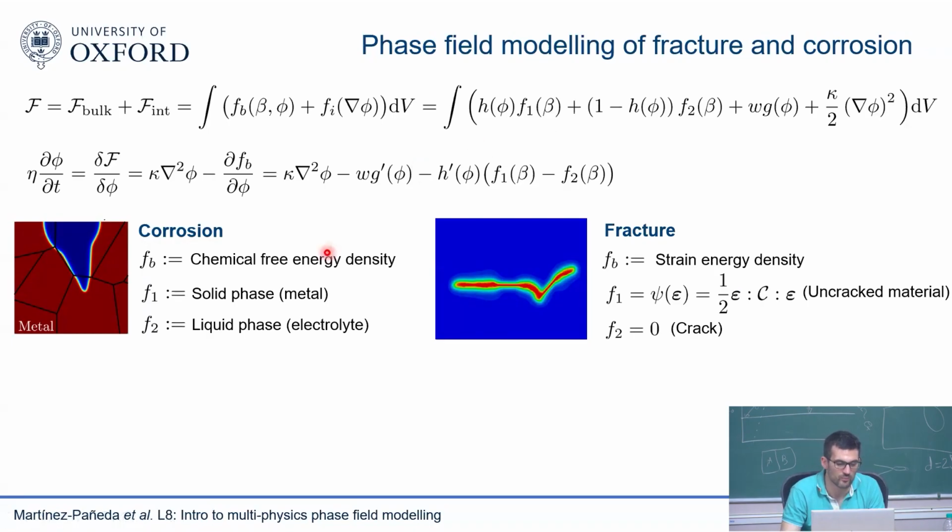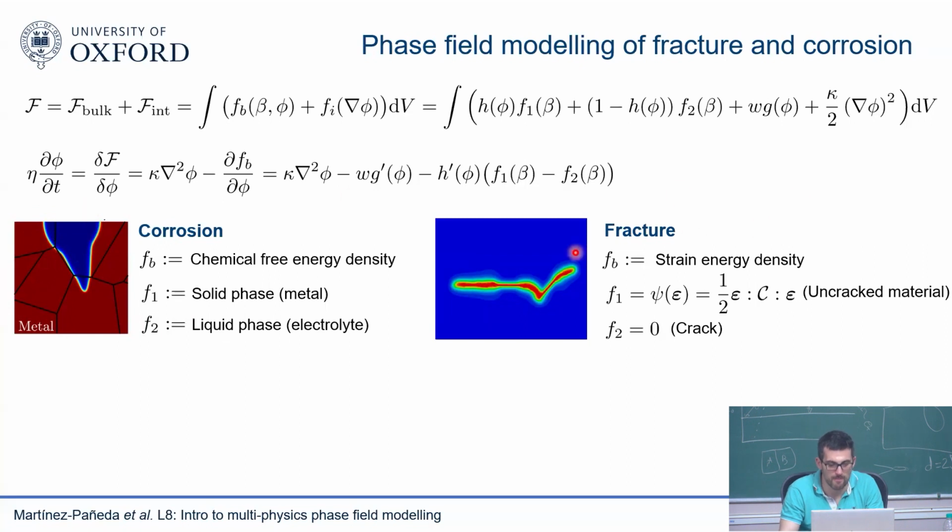So the idea is that your bulk energy is the chemical free energy density. You could also have some strain energy density, but that we'll discuss tomorrow. In the simplest corrosion problem that you can think of, where you neglect mechanics, you have a chemical free energy density. Phase 1 is the solid phase, the metal, and phase 2 is the liquid phase, the electrolyte. So the seawater, for example, if you have a metal corroding in the middle of the sea.